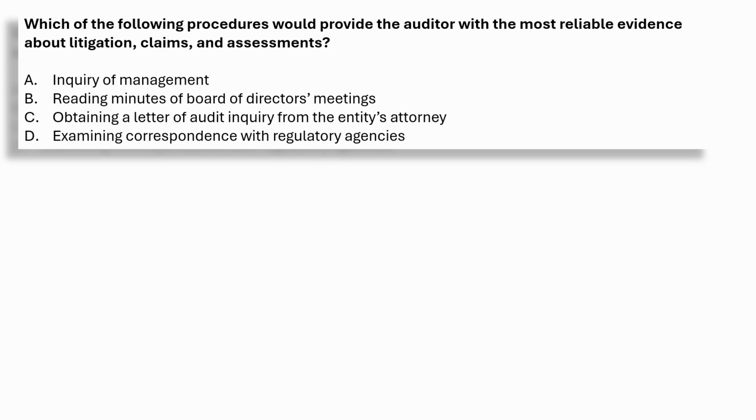Let's break this down. Inquiry of management is always a starting point, but it's internal and not sufficient by itself. Reading minutes of the board can give important context, like whether legal contingencies were discussed, but minutes won't cover everything. Examining correspondence with regulatory agencies can help, but it still comes from management's files. The attorney's letter, on the other hand, provides direct external evidence from the party most knowledgeable about pending or threatened litigation, making it the most reliable. That's why the correct choice is option C.